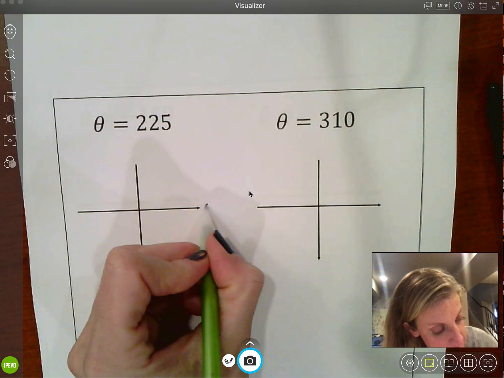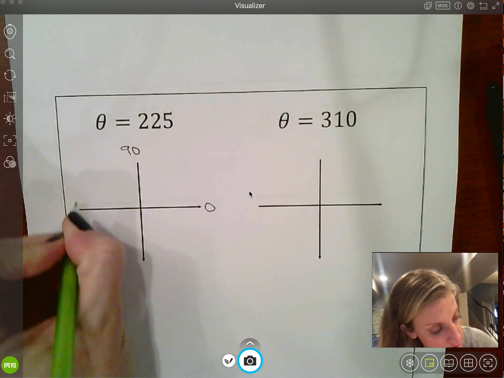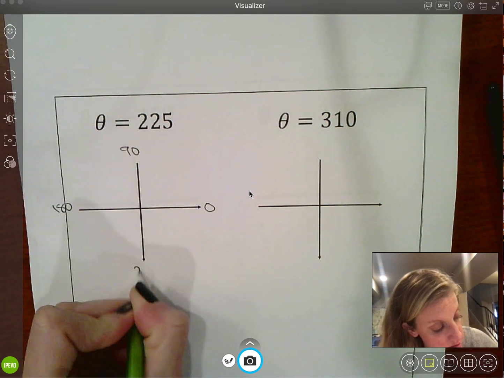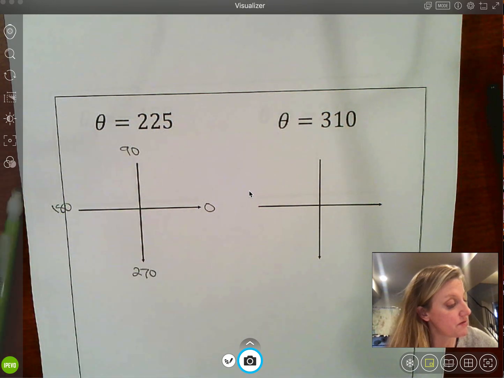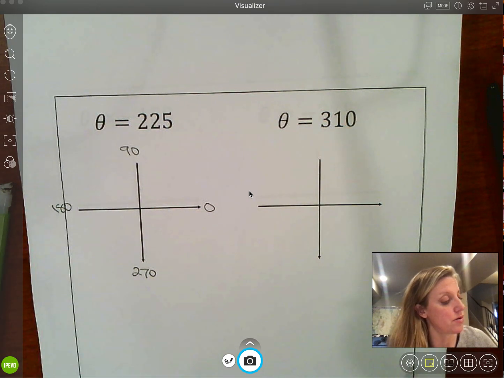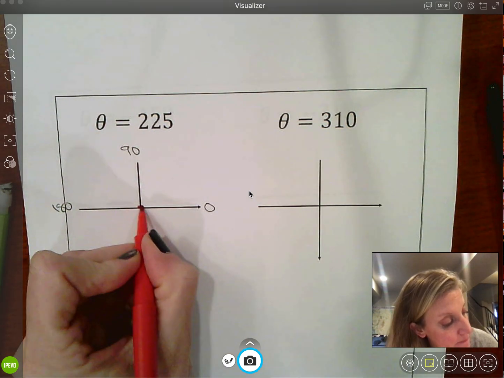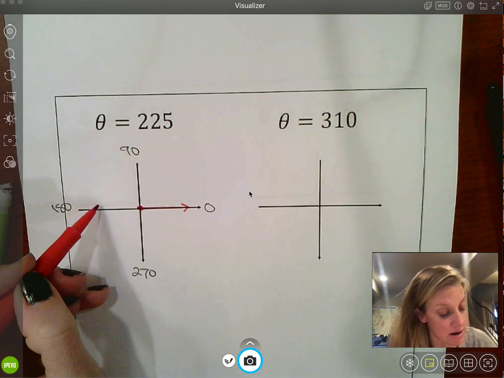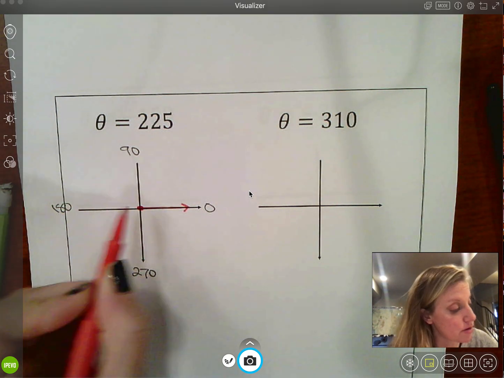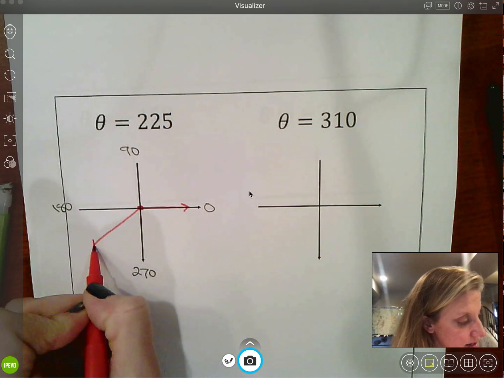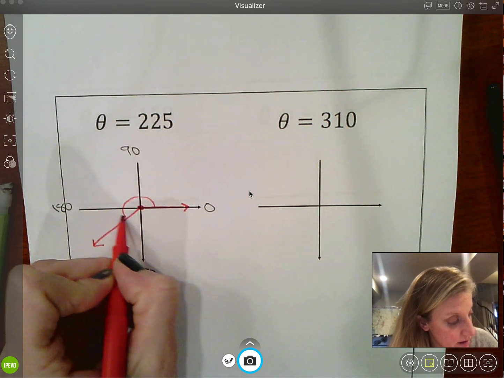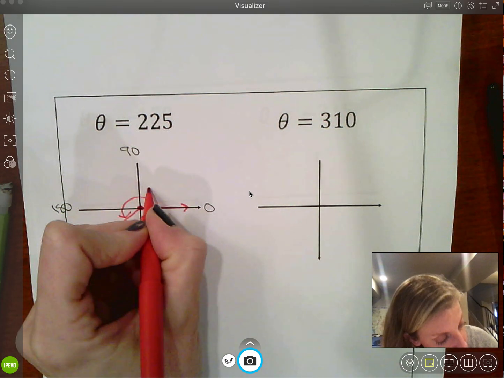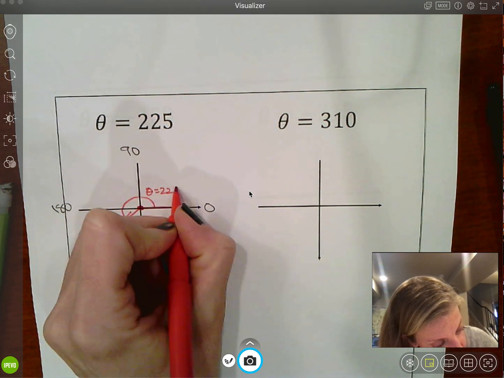So let's sketch where we think that's going to be. 0, 90, 180, 270. So 225 is going to land us down here in quadrant 3. You have your initial side, that positive x-axis. It's going to rotate around past 180, but not quite to 270. So I'm going to just guess somewhere in there. That is that angle of 225 right there.